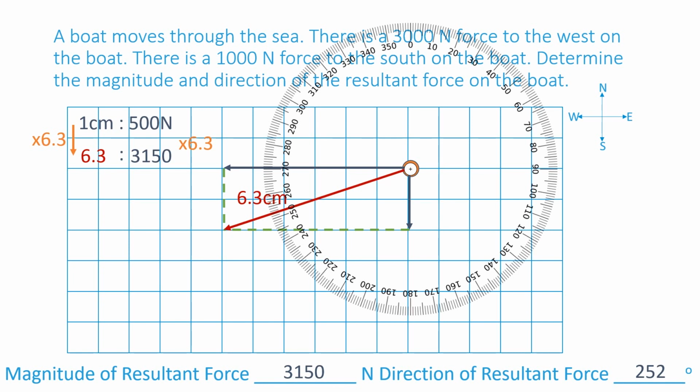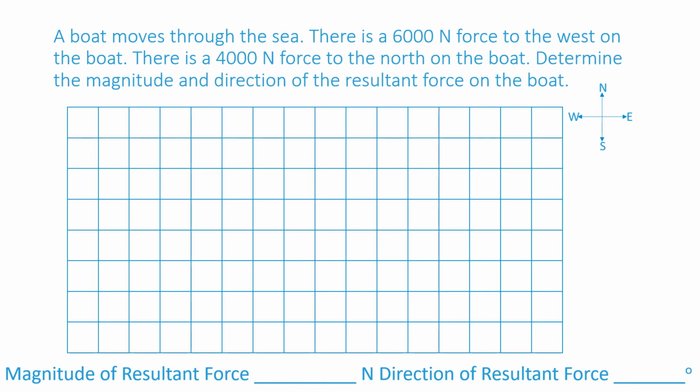In the second question, a boat moves through the sea. There is a 6,000 newton force to the west on the boat, and there is a 4,000 newton force to the north on the boat. Determine the magnitude and direction of the resultant force on the boat. For this example, I'm going to use the scale 1 centimetre represents 1,000 newtons. So drawing on my force to the west, it will be 6 centimetres long. The 4,000 newton force to the north will be represented by 4 centimetres, or 4 squares.